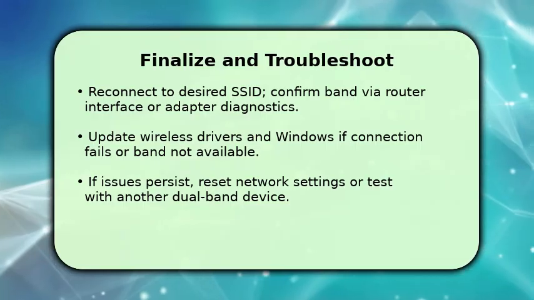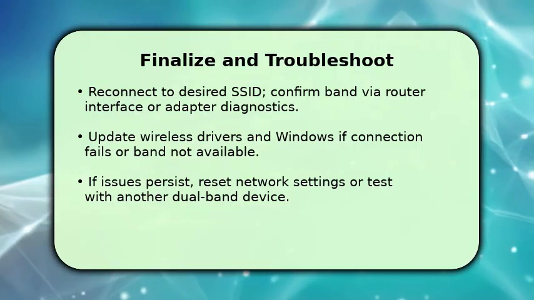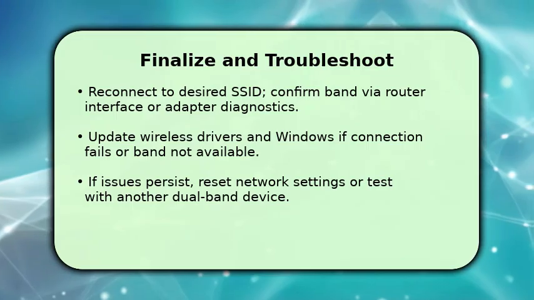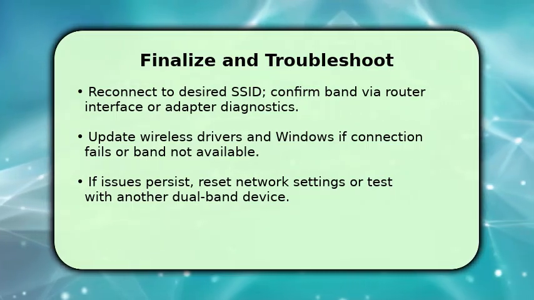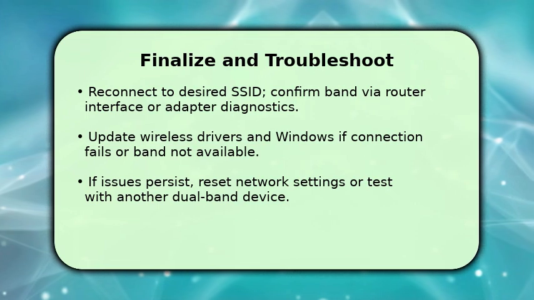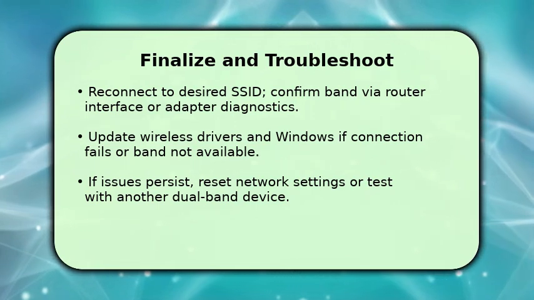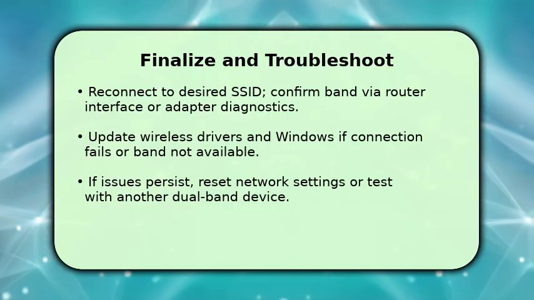Make sure your router's 5 GHz radio is enabled and not using an incompatible channel. If problems continue, perform a network reset or test with another dual-band device to isolate whether the router or the PC is at fault. That usually reveals the root cause.